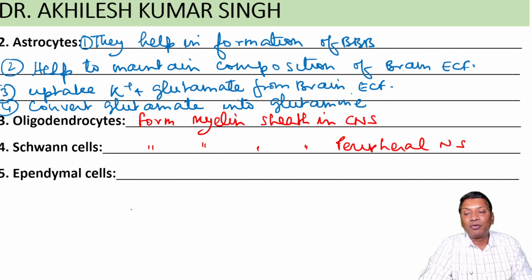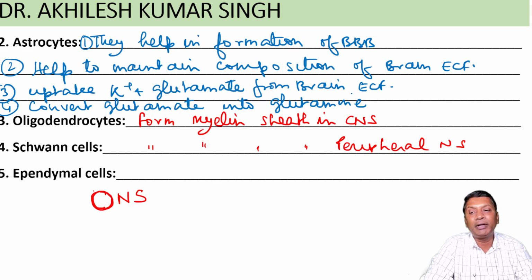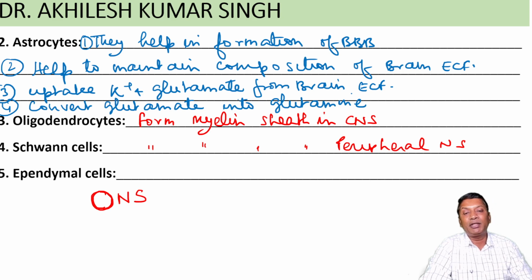Right. So how we will remember that? The oligodendrocyte, they will form myelin sheath in central nervous system. So C for central nervous system, then you can make this C as O. O stands for what? O stands for oligodendrocyte. So oligodendrocyte, they will form myelin sheath in the central nervous system, and Schwann cell in the peripheral nervous system.